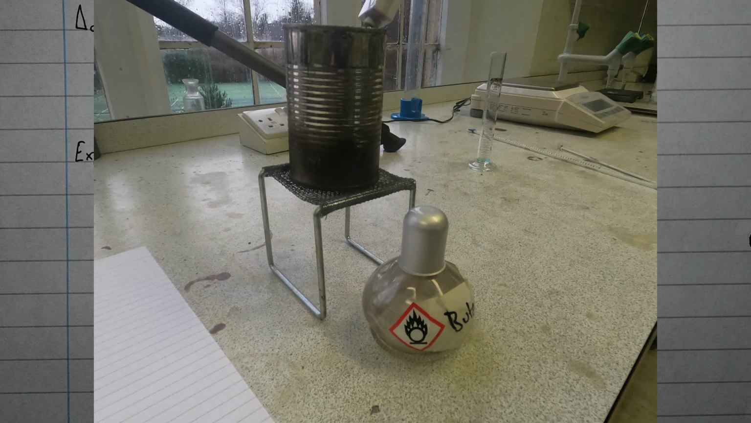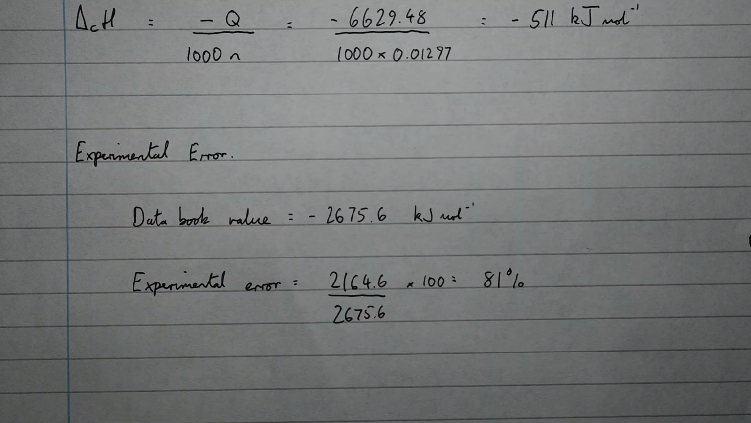Some of that heat will have been used to heat up the stand and the tin can as well, and so therefore we haven't accounted for any of that heat loss. And also, because the tin can was not insulated, then heat would have been escaping from the surface and from the sides of the can all the way through the experiment. So huge error in this. And in reality, we would use something called a bomb calorimeter to measure a more accurate value for the enthalpy of combustion.